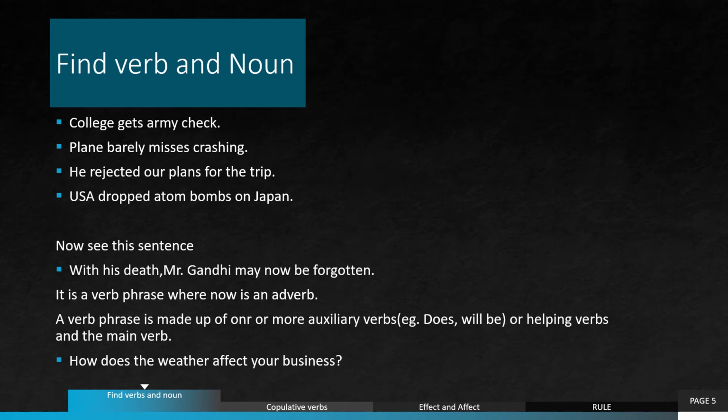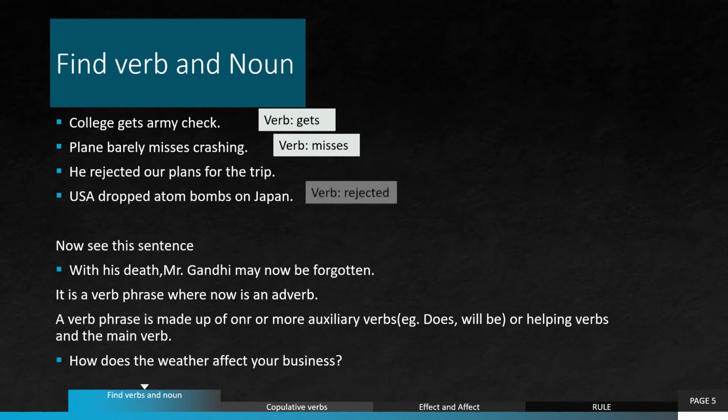The first sentence, you have to spot a verb in this sentence. The verb in this sentence is gets. In the next sentence, plane barely misses crashing. The verb in this sentence, or the word of action, is misses. Next sentence, he rejected our plans for the trip. So what's the action he did? He rejected our plans. So the verb is rejected.